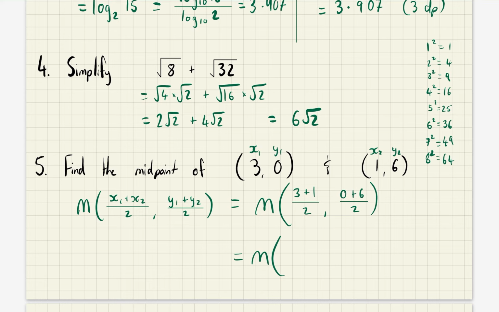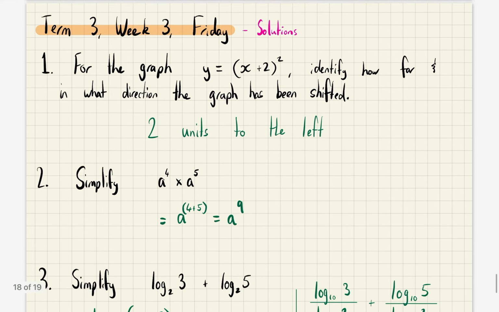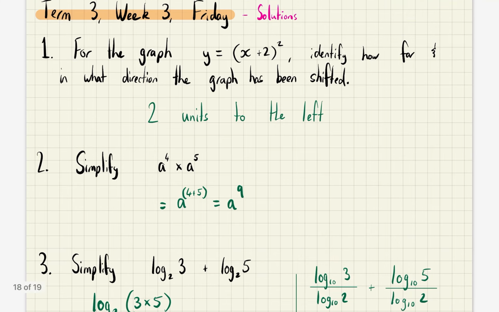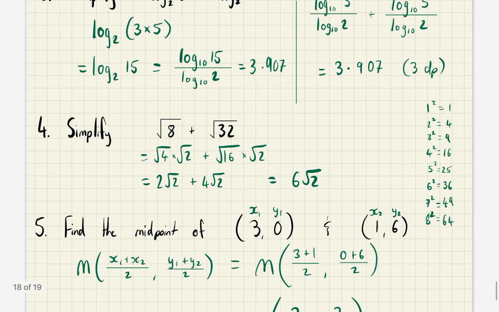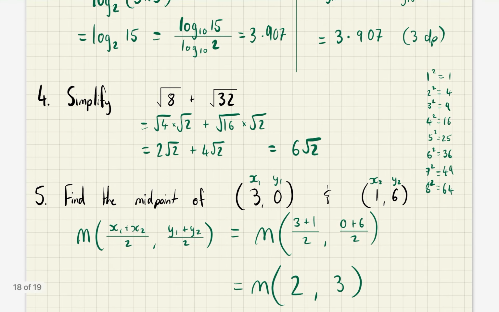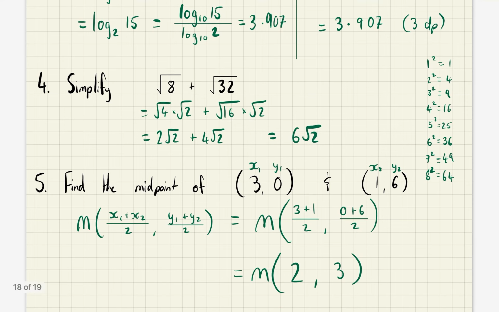Now, remember, we type each individual fraction into the calculator on its own. So 3 plus 1 on 2 is 4 on 2, which is 2. And 6 on 2 is 3. So that is the midpoint of those 2 points. All right, so that's the 5 questions for today. We went over some really important things to revise, plus something from yesterday, like our last lesson. So from here, we're going to look at cubics.